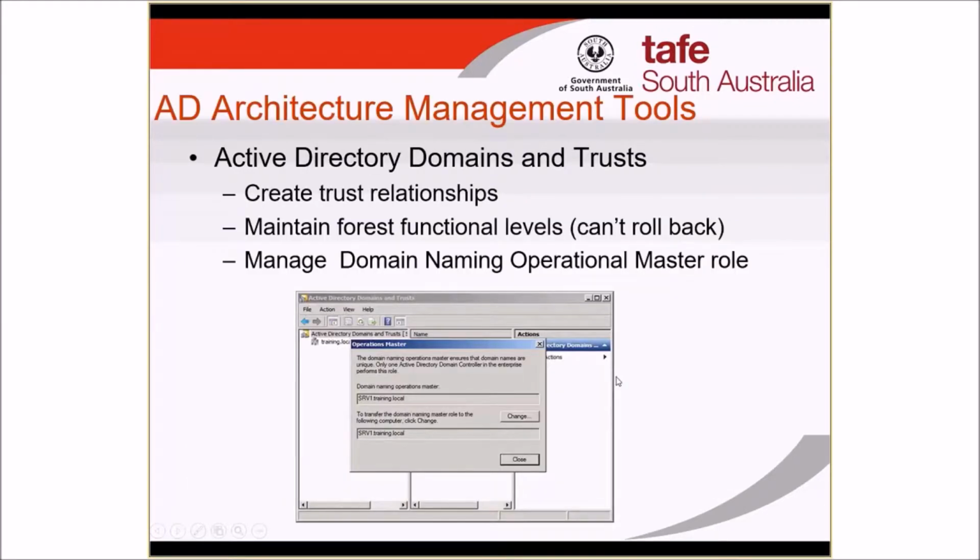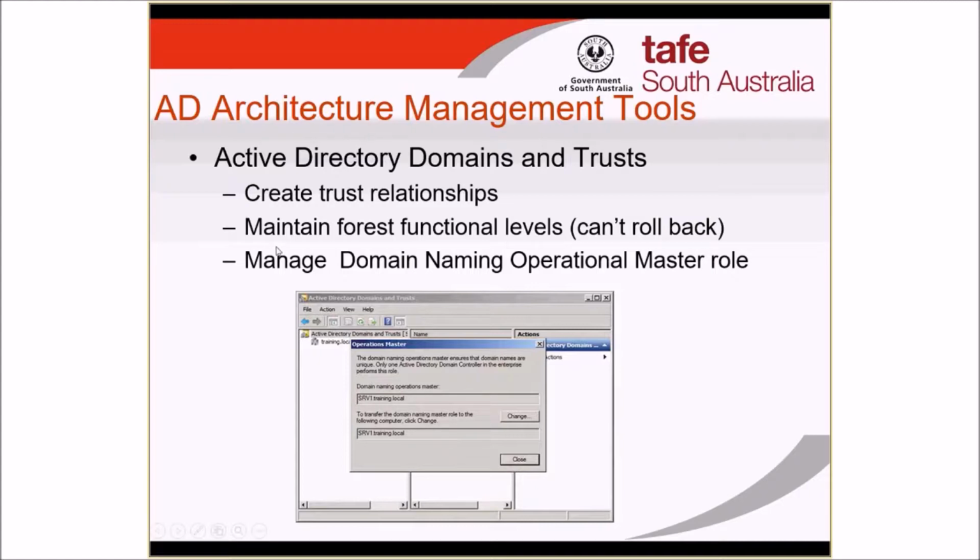Another tool that we'll use is this Active Directory architecture management tool, Active Directory Domains and Trusts. With this tool, we can create trusts. For example, if we have two Active Directory domains and there's no relationship between them, but two companies have suddenly merged, we each have an Active Directory domain but now want to work together. We have to set up what's called a trust relationship.